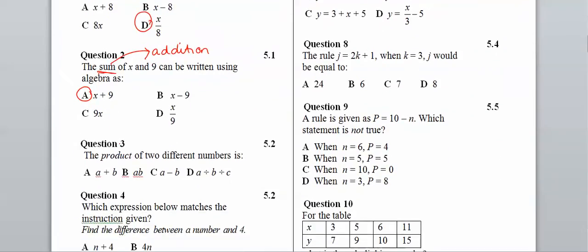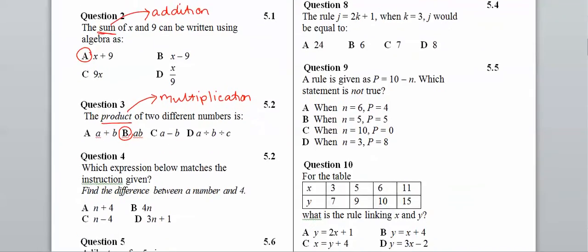Question 3. The product of two different numbers is A plus B, B, AB, C, A minus B, and D, A divided by B. So here our clue is product, and a product is multiplication. So then our answer is B.